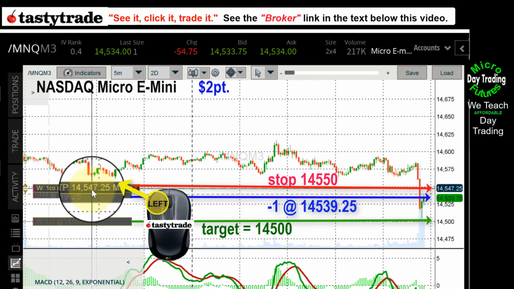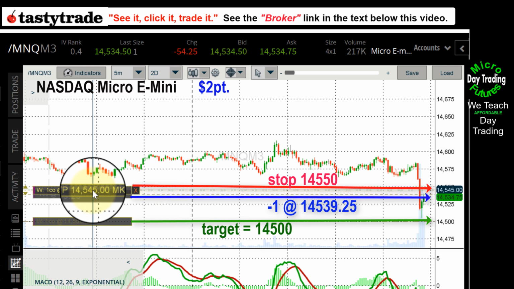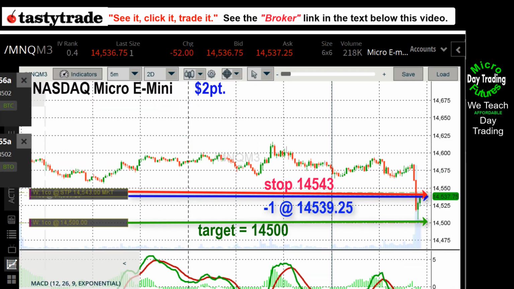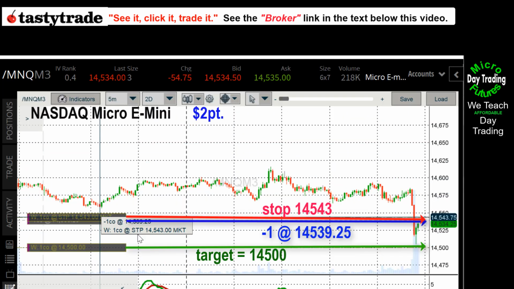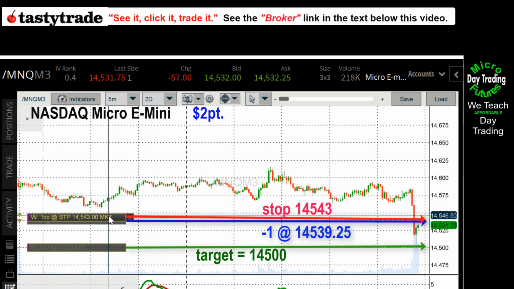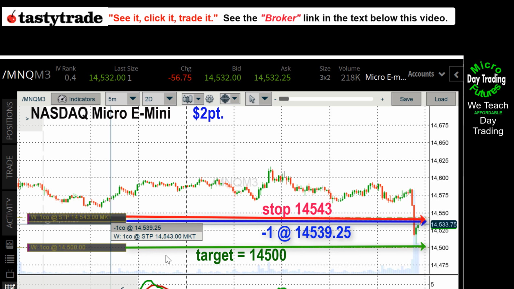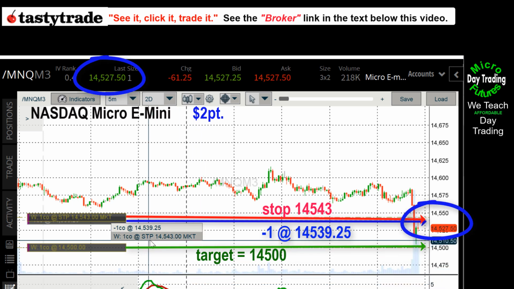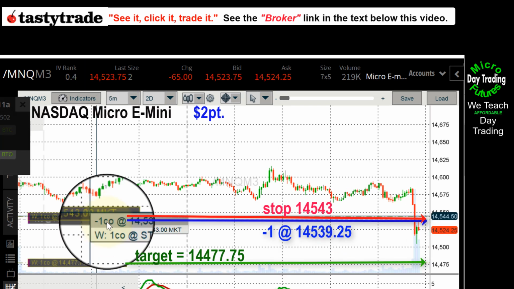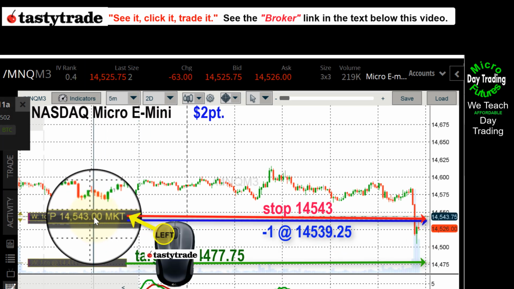Things are happening quickly now. I think the most drawdown I had right at the first of this trade was like $1.50. I take my tasty trade mouse and I click and drag and I move that stop down to 15,543. My stop's 3 3/4 above my entry price. Max risk now is only $7.50. And the trade price, look at the blue circles there, is down to 14,527. So I'm up about $22 to $24 on the trade already.